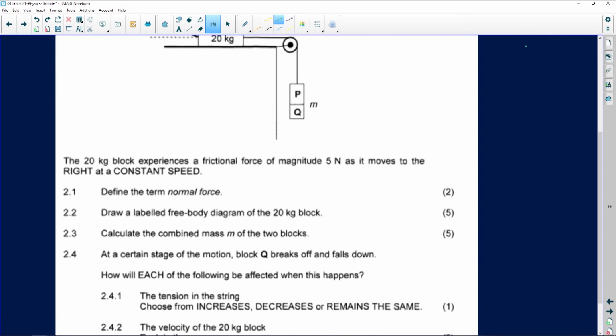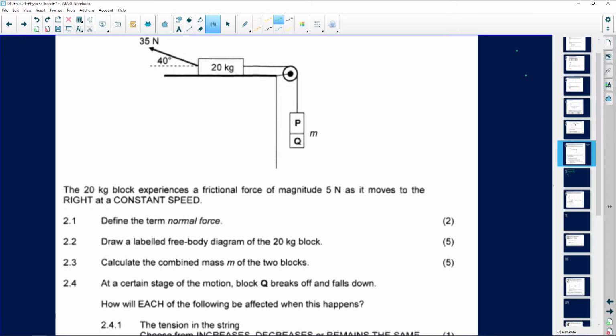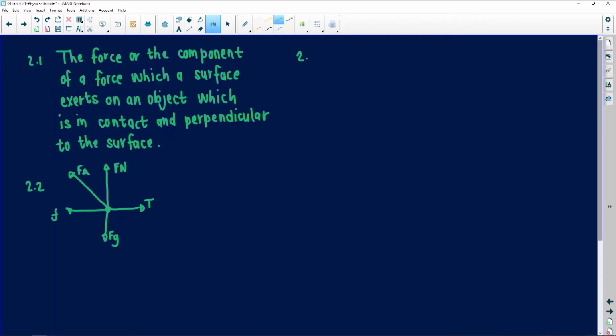Let's read the next one. The next one says we must calculate the combined mass M of the two blocks. Already when you're seeing this, there are two scenarios. This will be a simultaneous equation. So for 2.3, I'm going to start calculating for the 20 kilogram block first. F net is equal to MA. F net for the 20 kilogram block is the force F of X plus the frictional force plus the tension, all equal to MA. Breaking up F of X, I'm going to have F cos theta plus my friction plus tension is all equal to MA. Now I'm going to put in values.